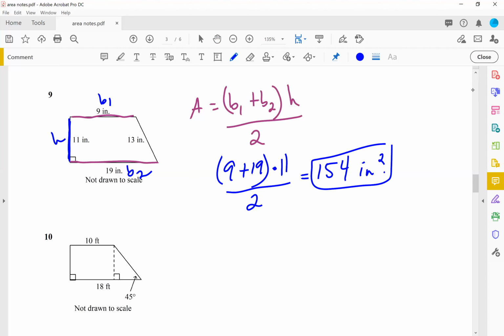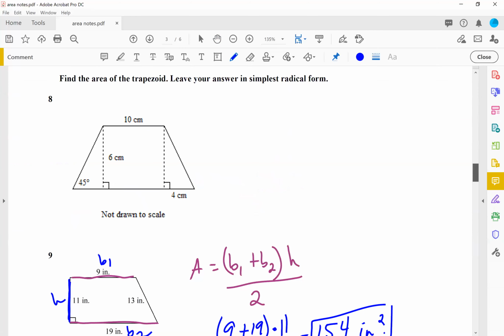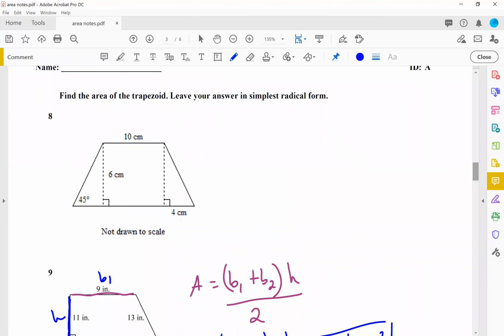Okay, now we will go back up here to number 8. Okay, number 8, you have to be careful. It just says find the area of the trapezoid. Okay, now it's very important here, you have to pay attention. It says not drawn to scale. Okay, so you cannot just make assumptions based on what the picture looks like.